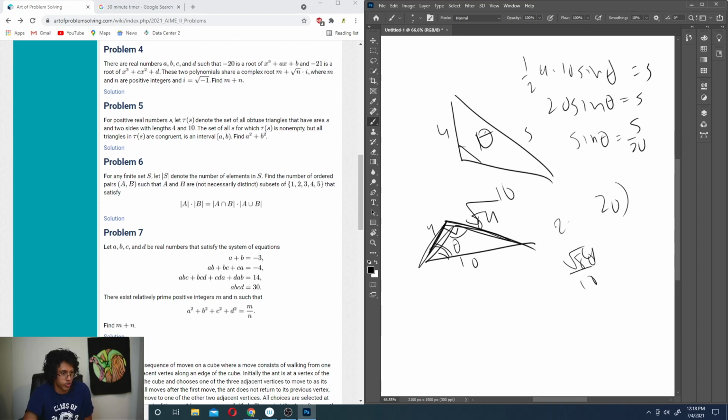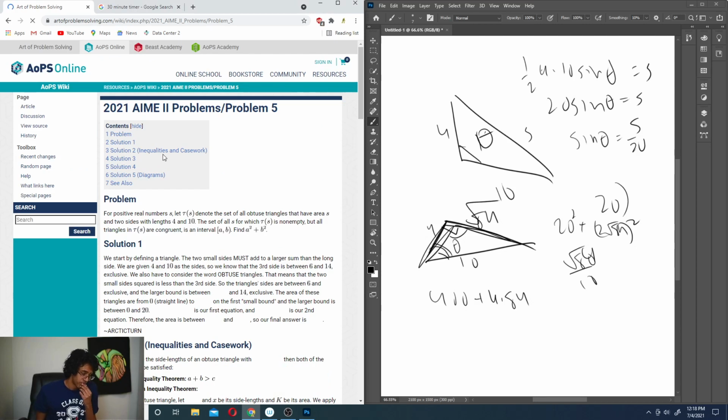20. Okay, so 20 squared. Hold up. Yeah, times 20. So sine is that, so you have to multiply by 20 to get s, so it's 20 plus 2 root 84, squared. Which gives us what? 400 plus 4 times 84 gives us 336, 736. Dang, there's a lot of 3s in this one. Okay, so 736 should be right.